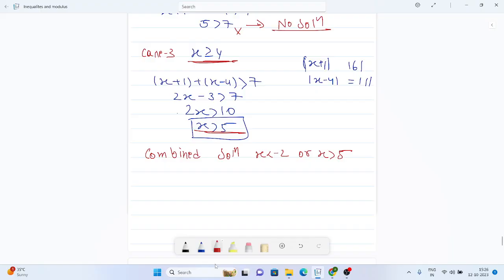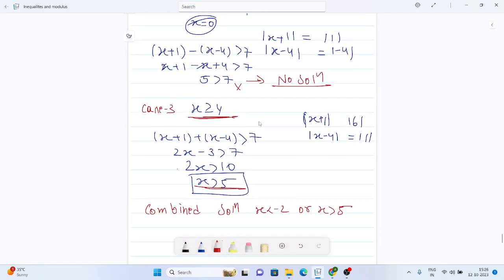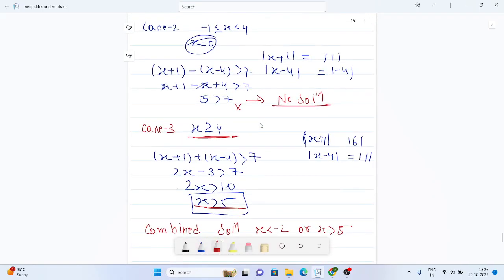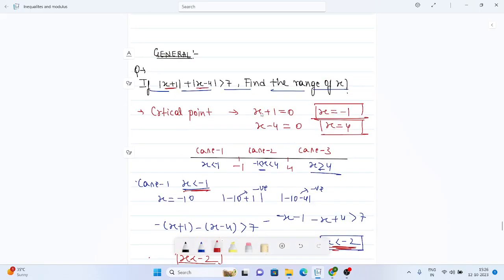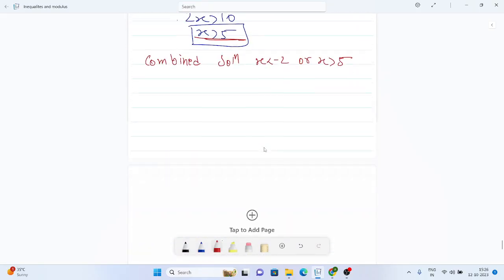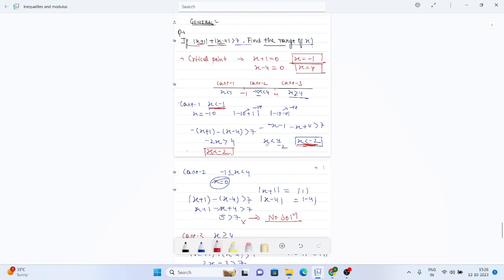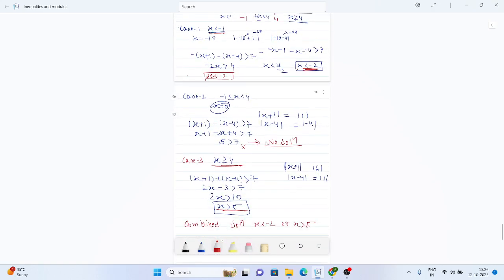So this is all about modulus, absolute values and inequality. Now your homework is to first note this down, and then solve the question bank on inequalities of modulus. We will meet in the next class, and thank you.